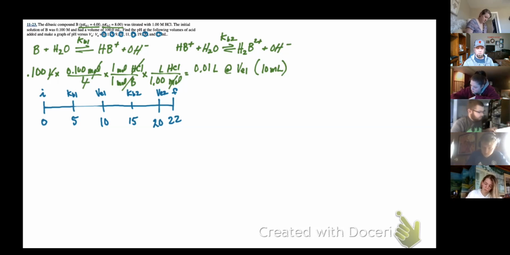Then we can label equivalence volume 1 and 2 at 10 and 20. We can label KB1 and KB2. Again, a good reminder that we're doing a base problem here. We're not talking about KAs.